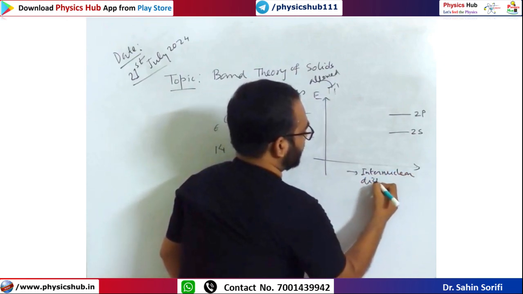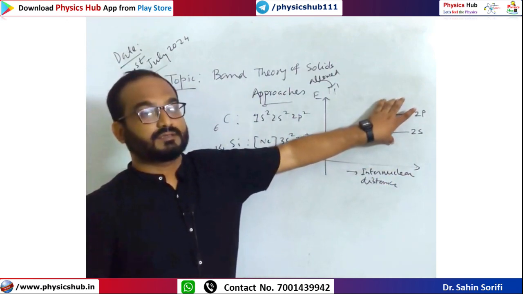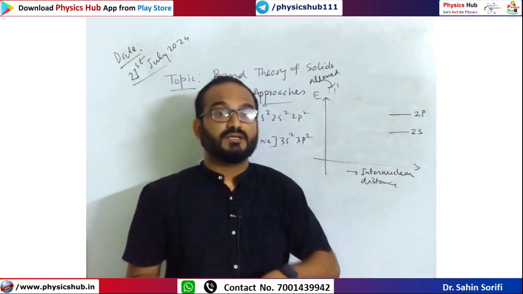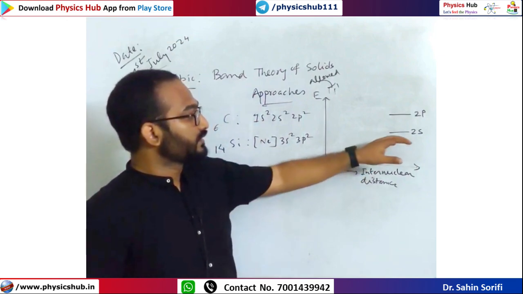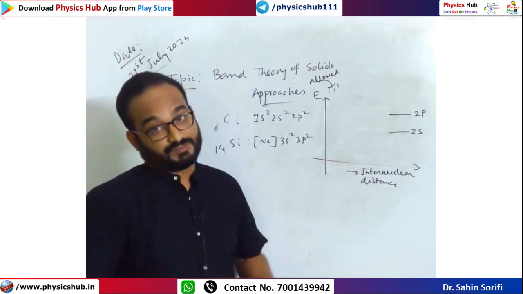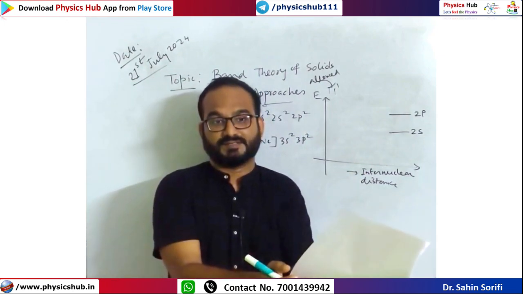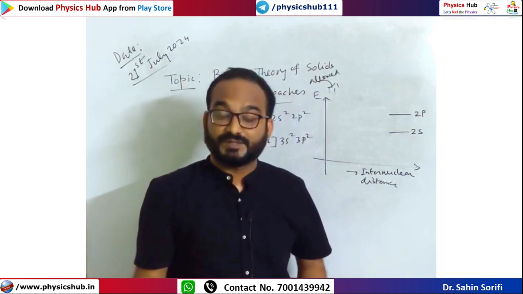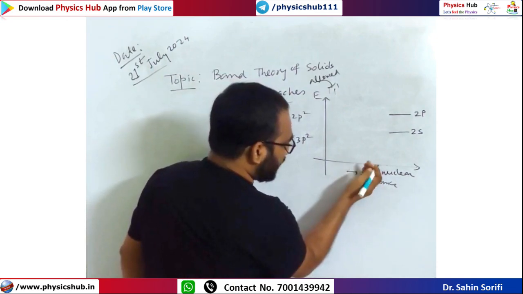internuclear distance. This is for one carbon atom. As long as the carbon atoms, individual isolated carbon atoms are there, you will get only these two lines. Now in a solid, atoms are not far away from each other, they are very closely spaced. Okay. For sodium it is around 0.376 nanometer. So you can see the order. So obviously the internuclear distance is around this.